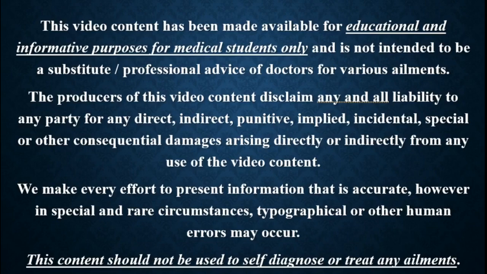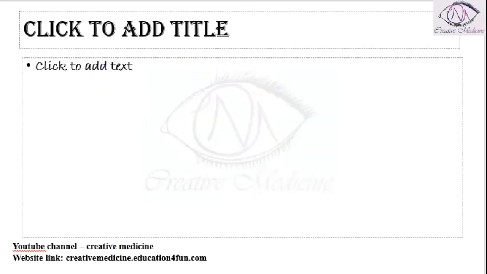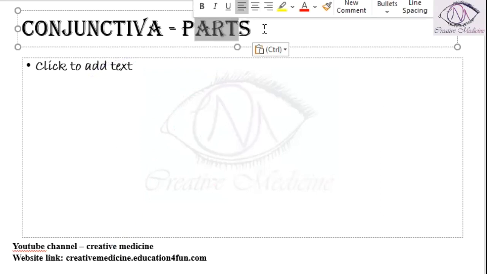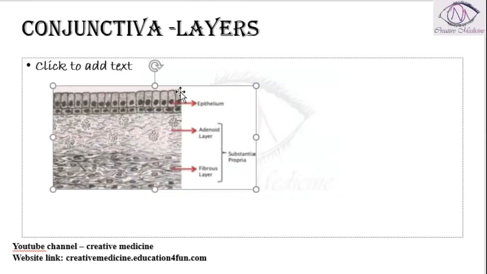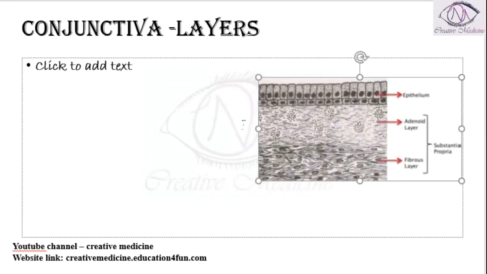In this lecture, we will learn about the layers of conjunctiva. Conjunctival layers. So layers of conjunctiva are of three types. First we have an epithelium, then an adenoid layer and a fibrous layer.